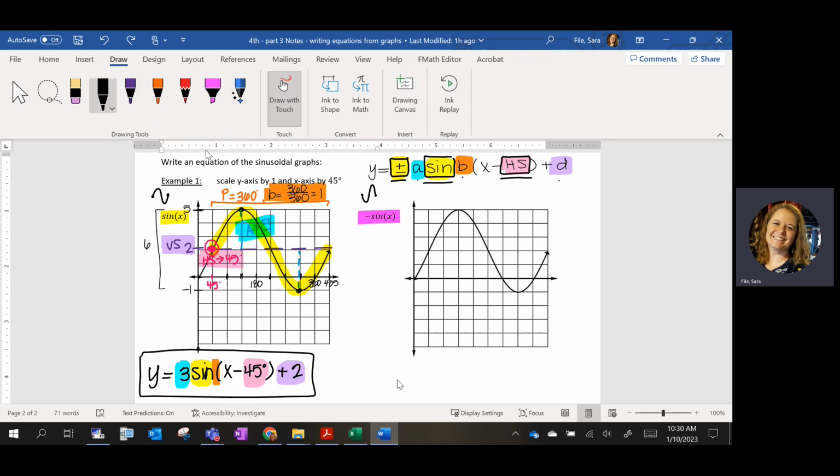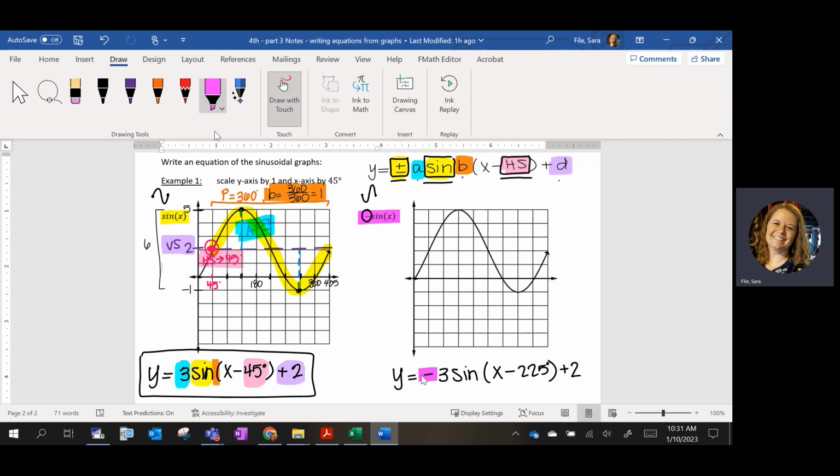All right. So when I write this equation, what changes is this is now negative. So I'm going to put a negative in front. The amplitude does not change. It's negative sine. The understood 1 for B does not change. The horizontal shift does. Instead of 45, we're starting this one at 225. But the vertical shift where the midline is does not change.